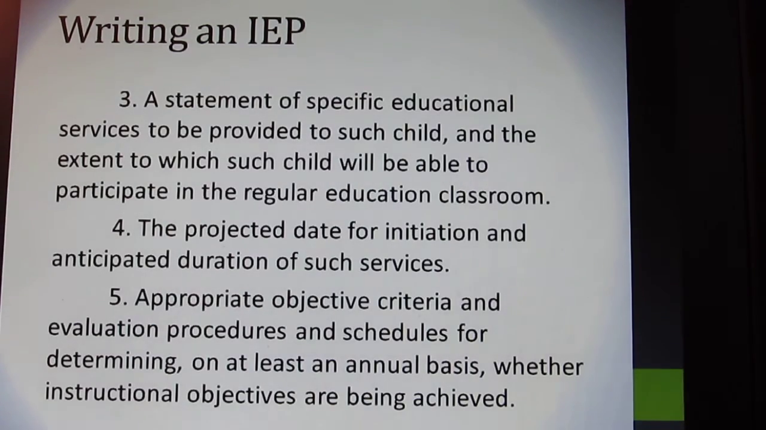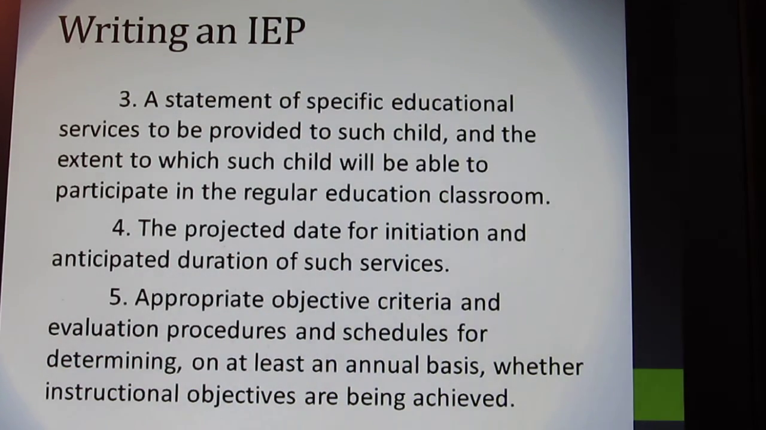The third one is a statement of specific educational services to be provided to such child and to the extent in which the child will be able to participate in the regular education classroom. Fourth, the projected date for initiation and anticipated duration of the services. This means, for example, when will the student start, and is there any hope that the student will graduate from the program?